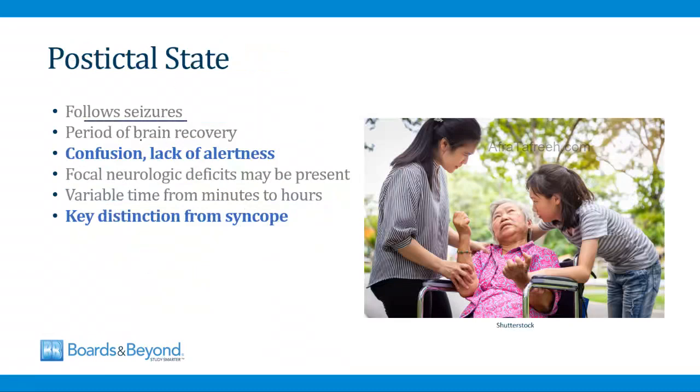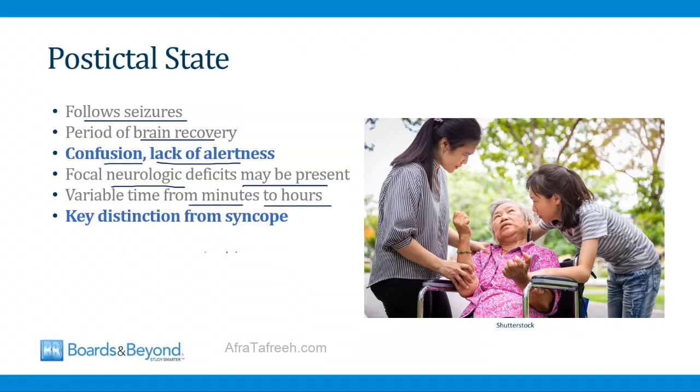A postictal state is a state that follows seizure activity. It's a period during which the brain is recovering, and while the brain is recovering, the patient can be confused and have a lack of alertness. There can also be focal neurologic deficits that developed during the seizure that persist during the period of recovery. This can last a variable time, anywhere from a few minutes to even hours.